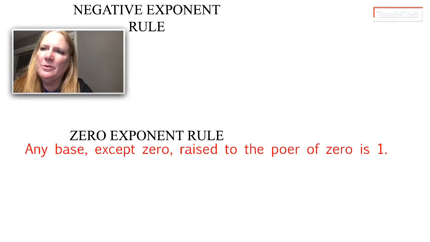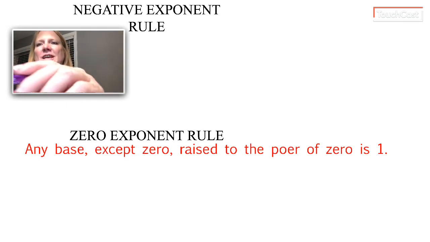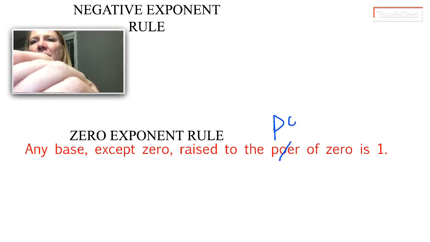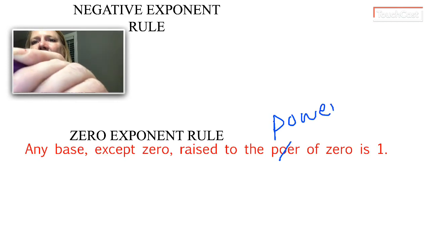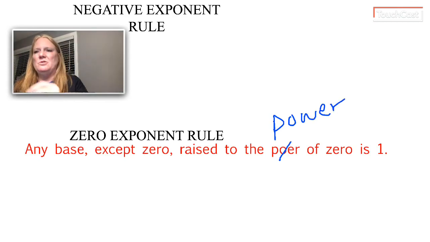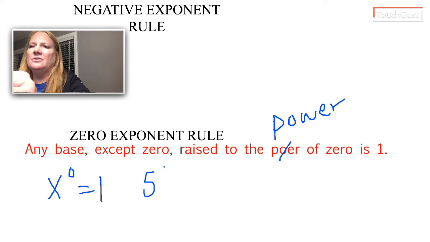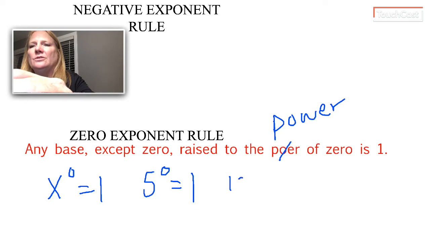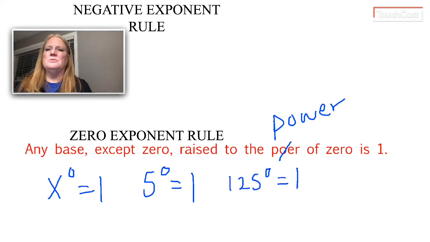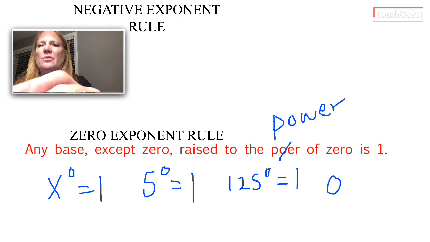The zero exponent rule says that any base except 0 raised to the power of 0 is 1. So if you have x to 0, that's 1. If you have 5 to the 0 power, that's 1. If you have 125 to the power of 0, it's 1. The only exception is 0 itself. 0 raised to the power of 0 is undefined.